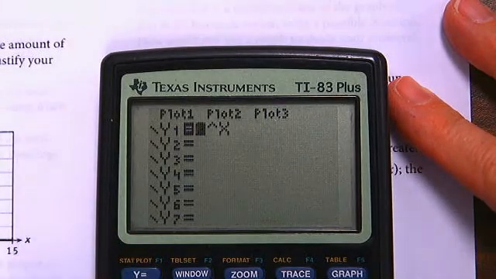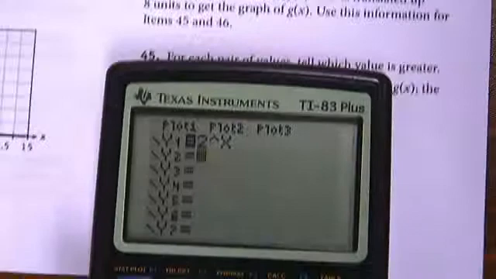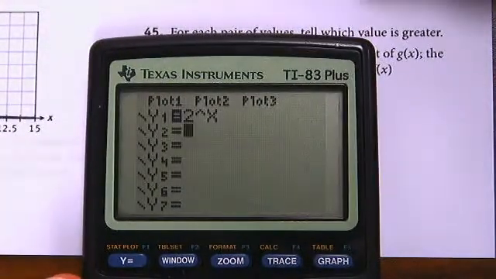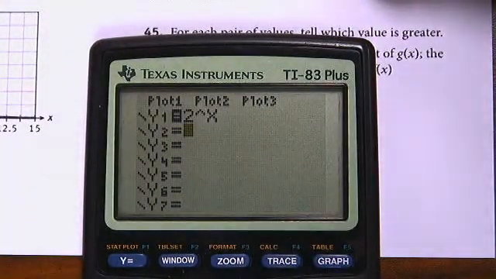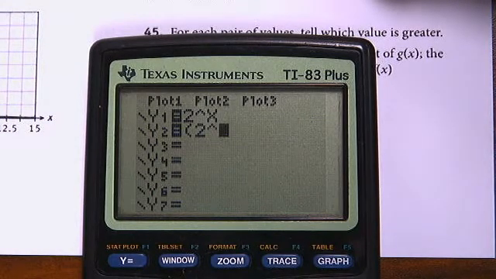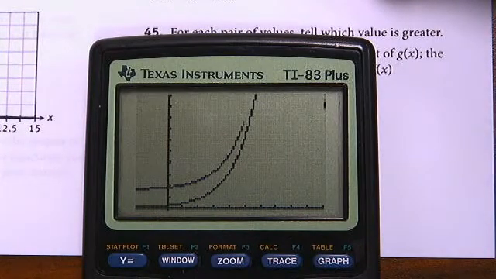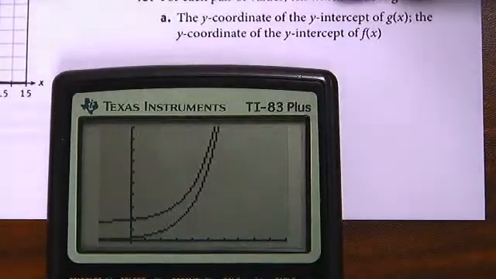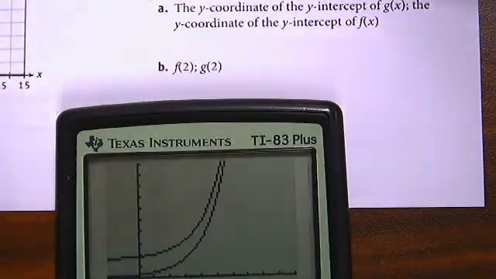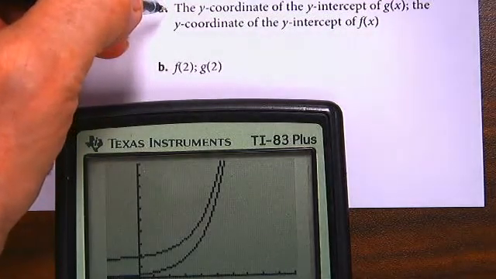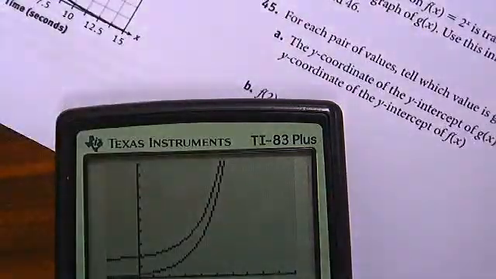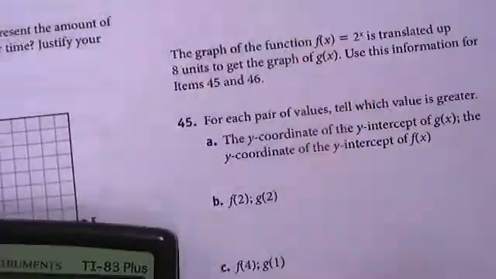Now, the other function is translated up 8 units, so that is 2 to the power of x plus 8. What is that graph going to look like? That's going to look just like that. So, which y-coordinate is bigger? Well, certainly it's the y-coordinate of the y-intercept of g of x.